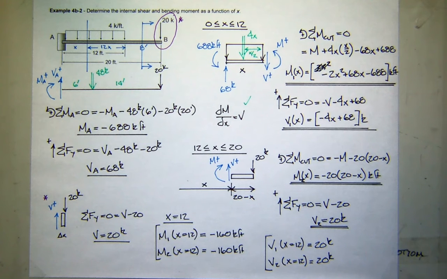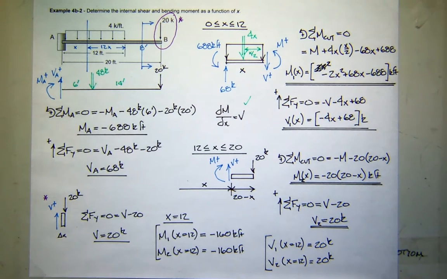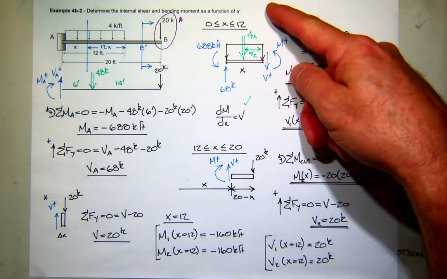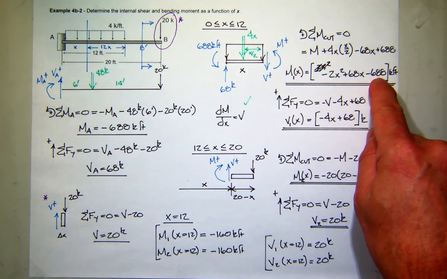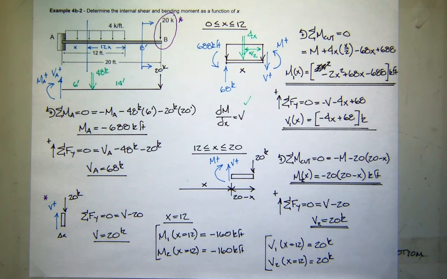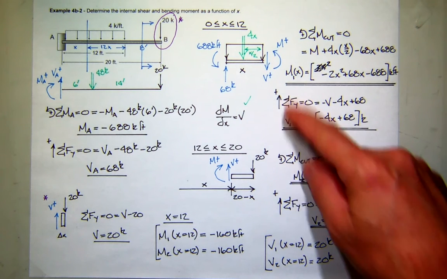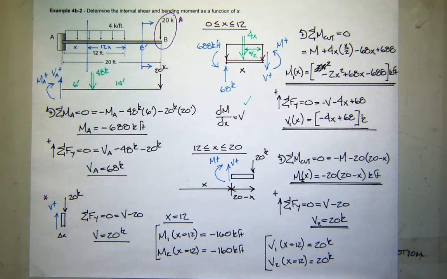So where's the maximum moment? It's a cantilever, so it should be at the cantilever support. Which equation do I use for that? This one. And where would I evaluate it? X equals 0. At x equals 0, it's minus 688. Where's the maximum shear? At A. Which equation do I use? This one? No. This one. And I'd evaluate the shear at x equal 0. So it should be 68.